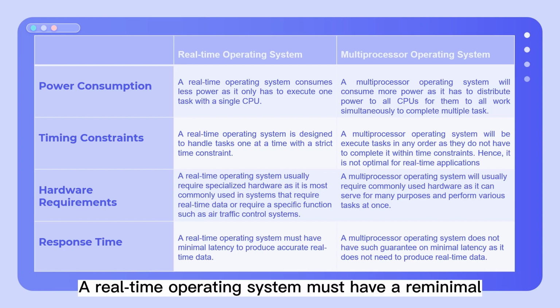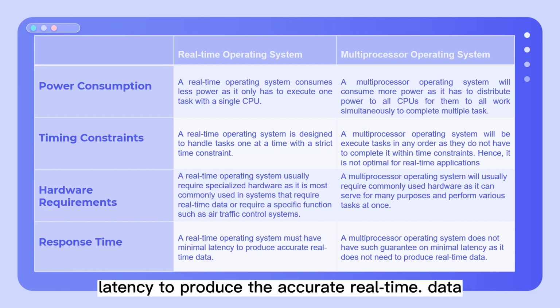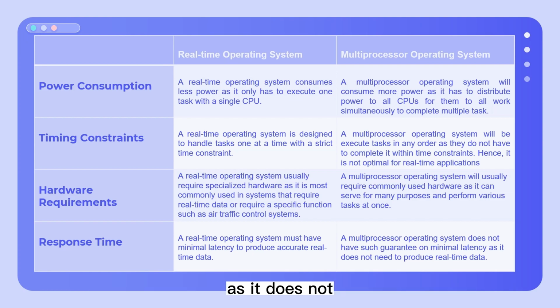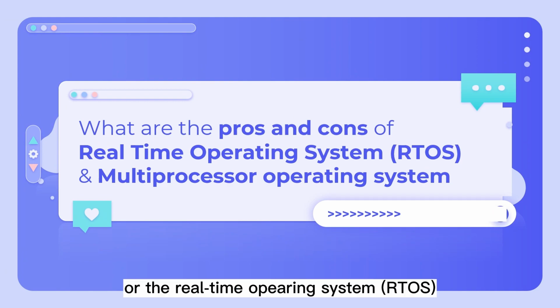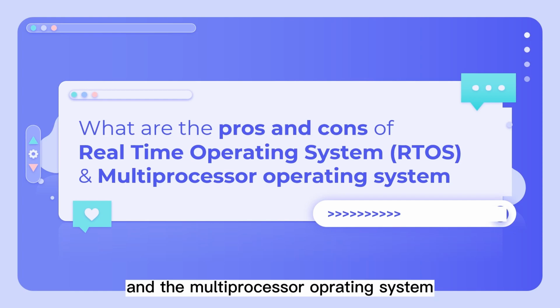A real-time operating system must have a minimum latency to produce accurate real-time data. But a multi-processor operating system does not have such a guarantee on minimum latency, as it does not need to produce real-time data. So now I'm moving on to this page to talk about the pros and cons of the real-time operating system (RTOS) and the multi-processor operating system.